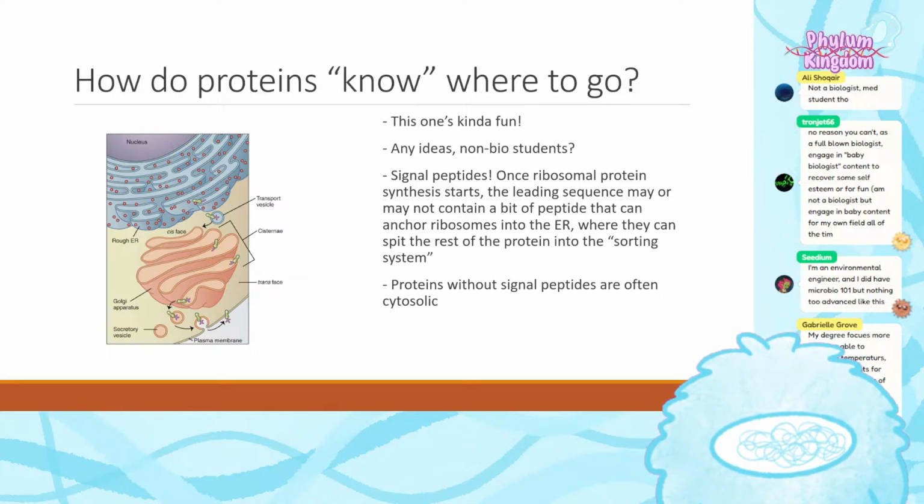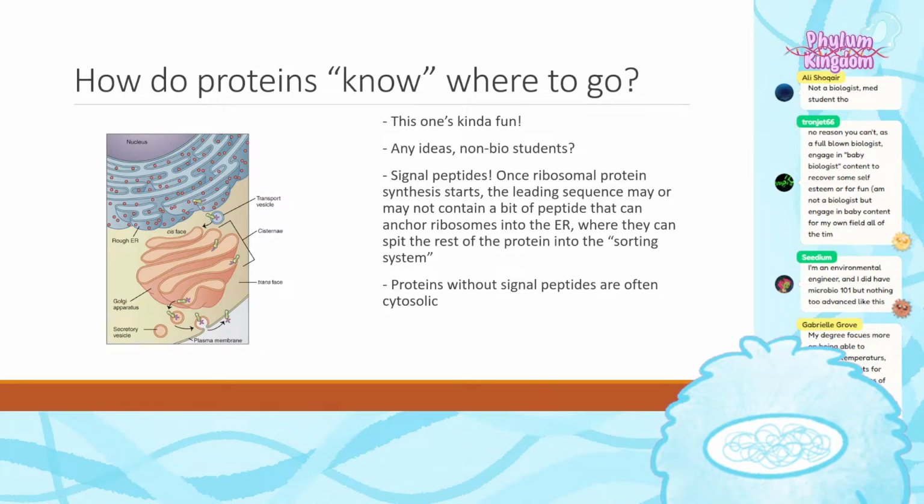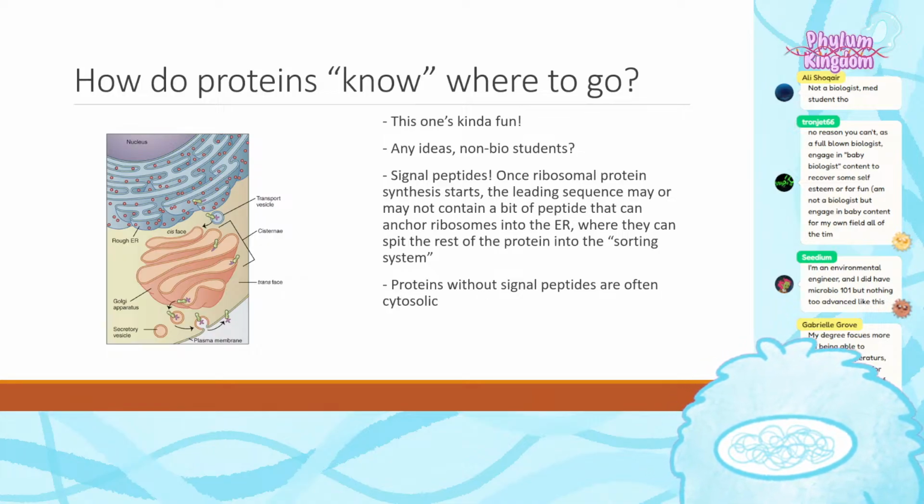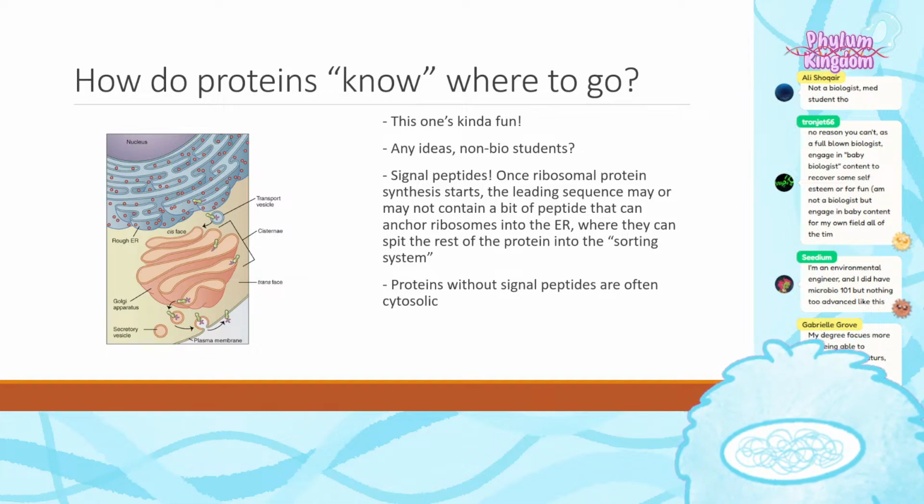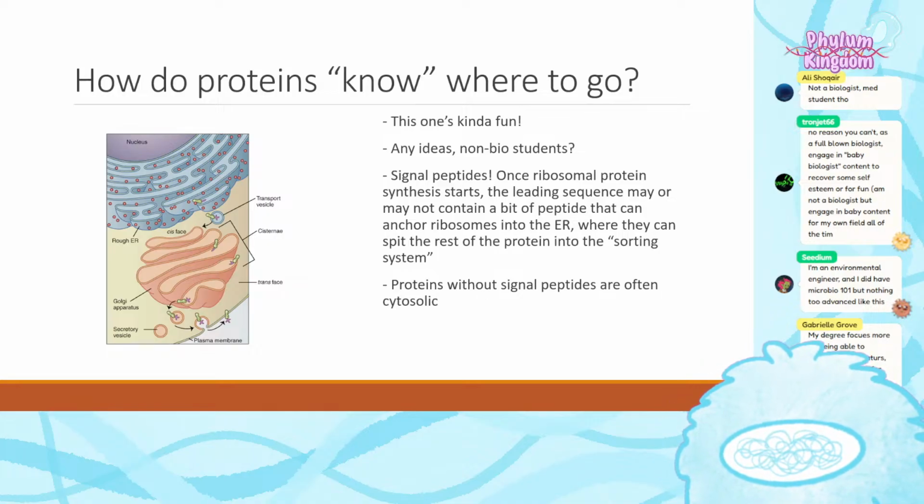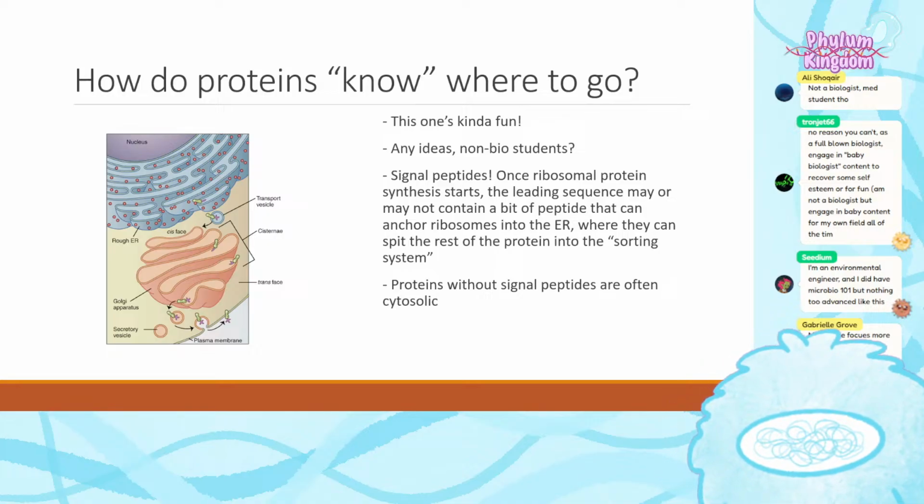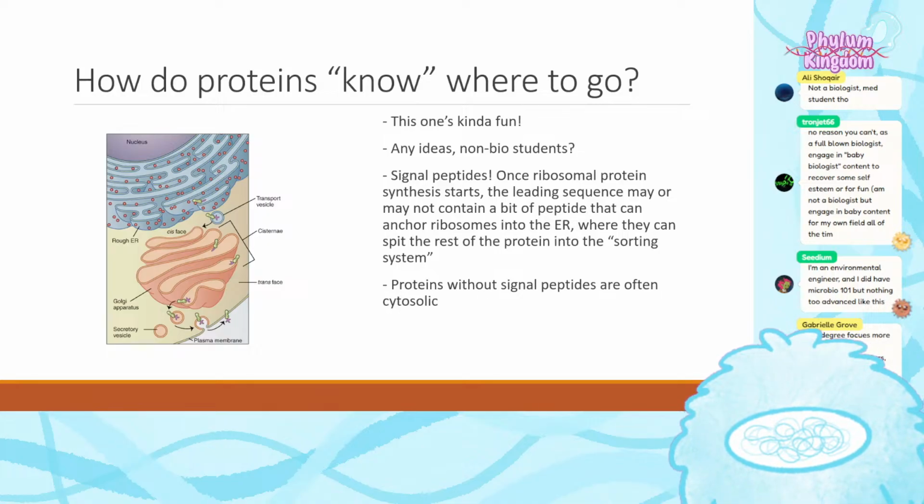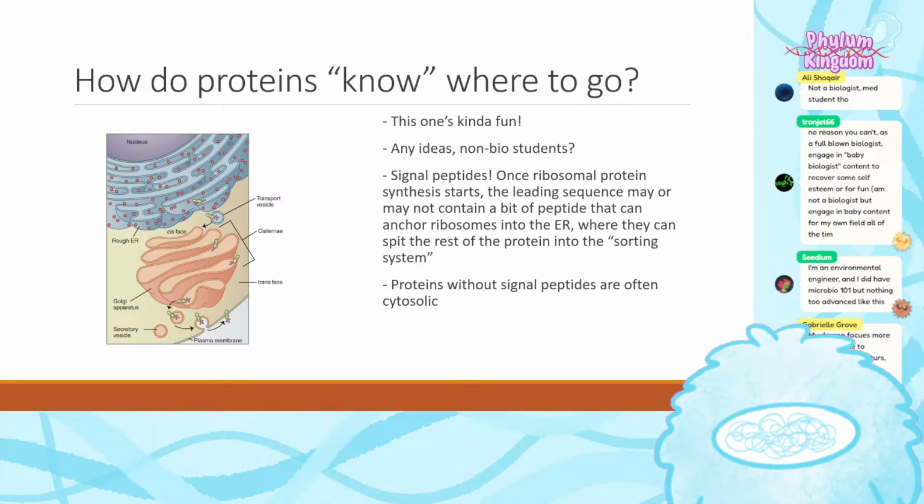So proteins without those signal peptides are often cytosolic, right? So this is one major way where you can decipher the information needed to determine where a protein's final destiny is. Of course, this is not complete, but it is a major axis by which this happens. All right.